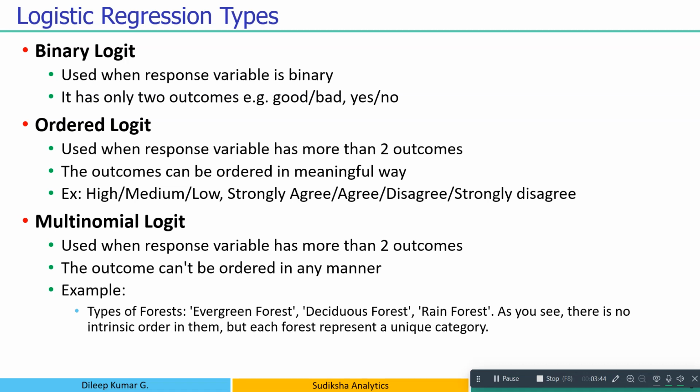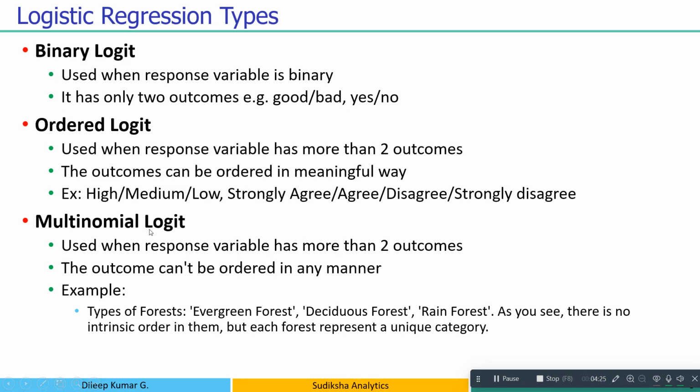We have these types: binary logistic regression means the response variable or target variable has binary outcomes, only two, like good or bad, yes or no. Another type is ordered logistic regression, where there is an order maintained, for example high, medium, low. If you interchange these values, then the meaning will change. And like strongly agree, agree, disagree, strongly disagree. These values are ordered, so that's why we say ordered logistic regression.